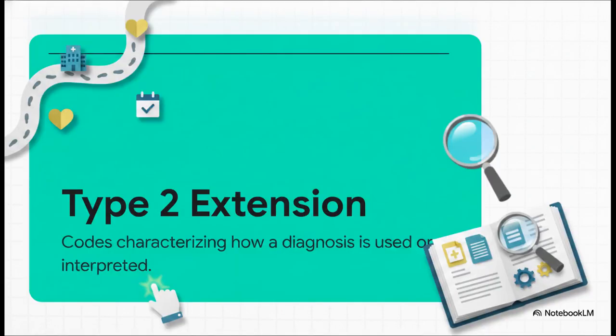On the flip side, we have Type 2 extensions. These provide vital context about the patient's actual journey rather than the disease itself. Assigning a Type 2 extension code doesn't change the core meaning of the underlying diagnosis code at all, but it dramatically alters how it's interpreted for the medical record. It gives healthcare providers and data analysts the real-world context of the medical encounter.